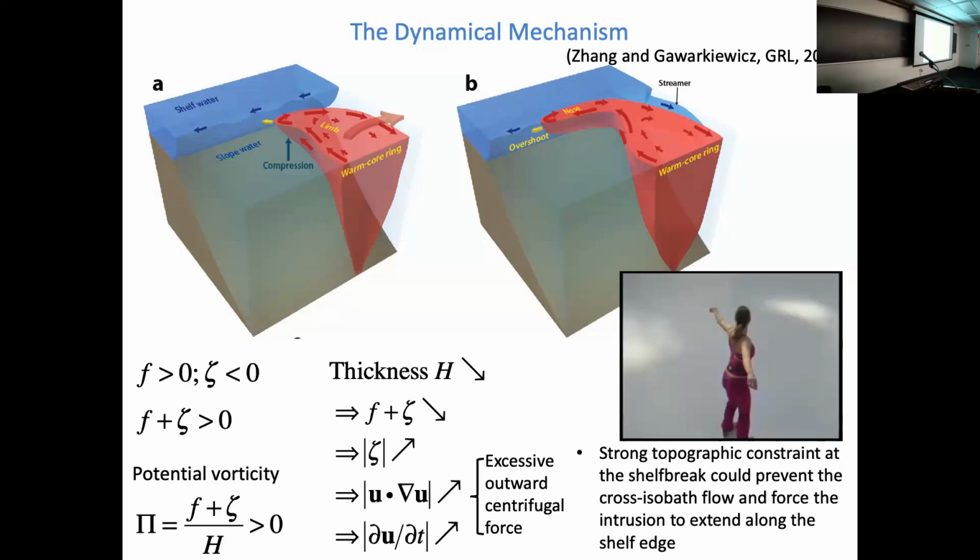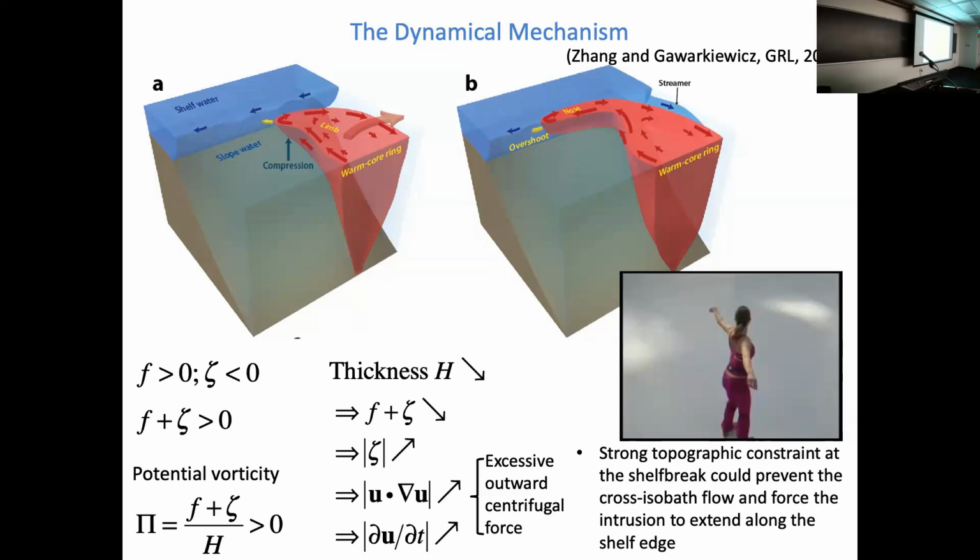That means the numerator also needs to decrease. The f is not changing, so the relative vorticity has to be further negative. And that means the clockwise rotation has to spin up, right? So when the clockwise rotation spins up, that means inside this feature, the flow has to spin faster. That faster spin means stronger centrifugal force. So in terms of the equation, the outward momentum term becomes stronger, which then pushes the water outward. And of course, right here at the shelf break, we have the topography blocking it from going further directly onto the shelf.